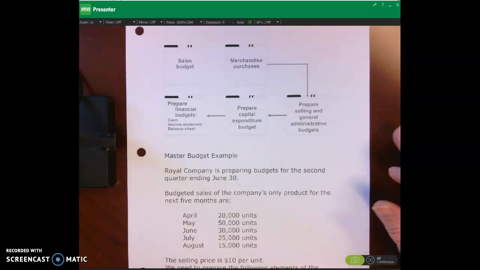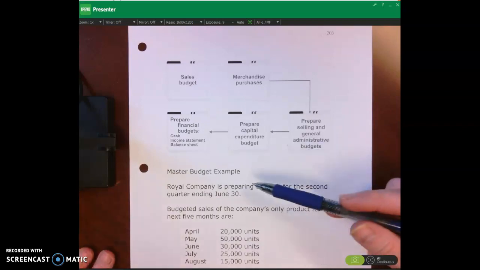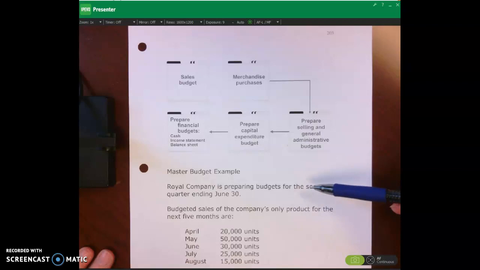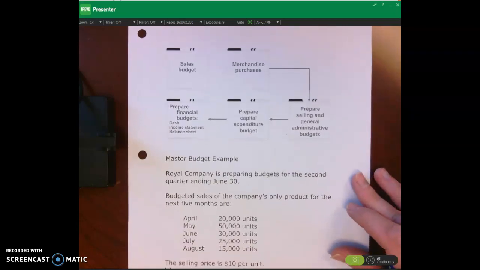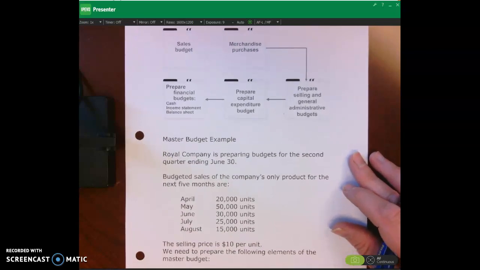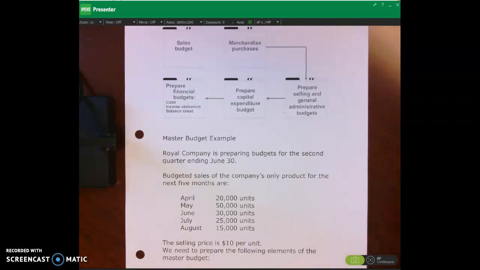Okay? So working with our example right over here, we have our master budget example. And this is our company called Royal Company. And we're preparing budgets for the second quarter, which ends June 30th. Okay, so April, May, and June is the second quarter. And so it ends June 30th. And what we have is our budgeted sales in terms of units. And we only make one product. And we're assuming that Royal Company only makes one product just to simplify the budgeting process for learning purposes.